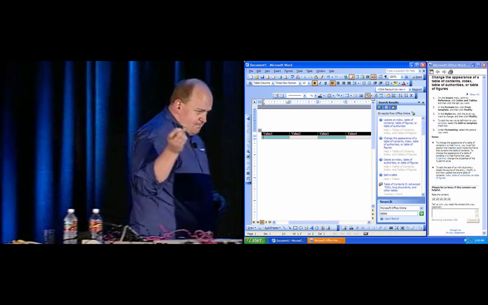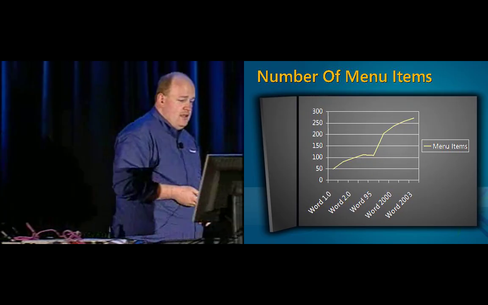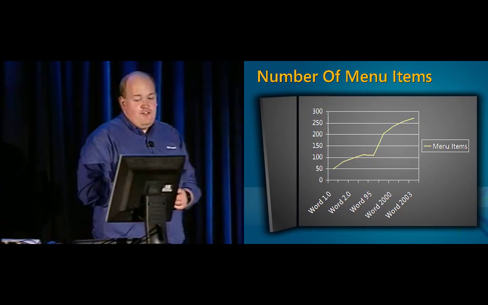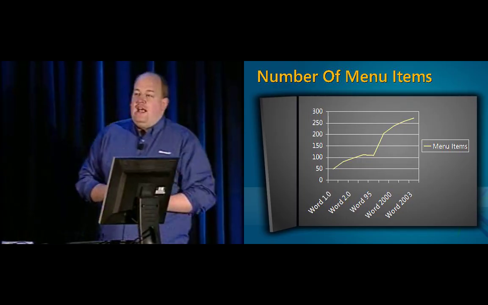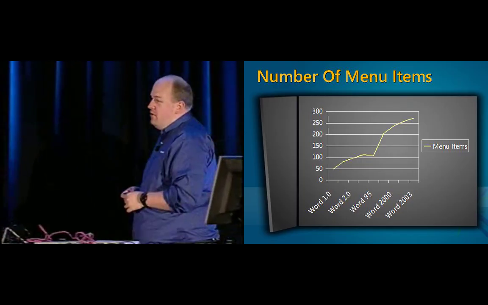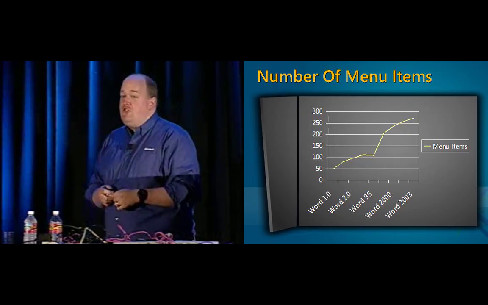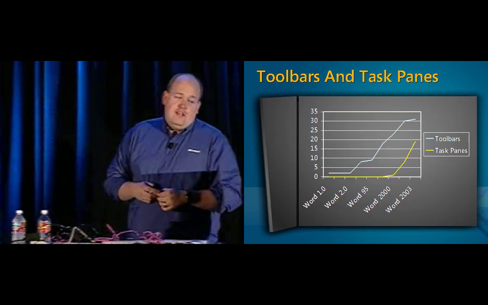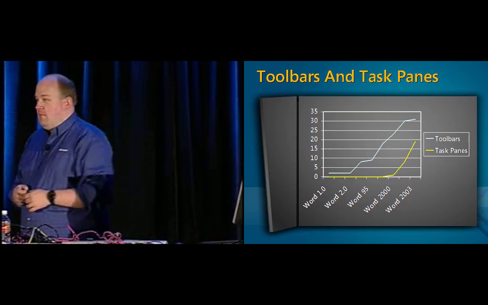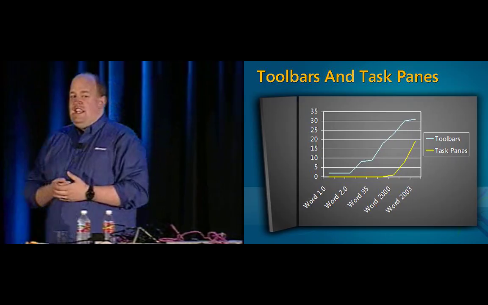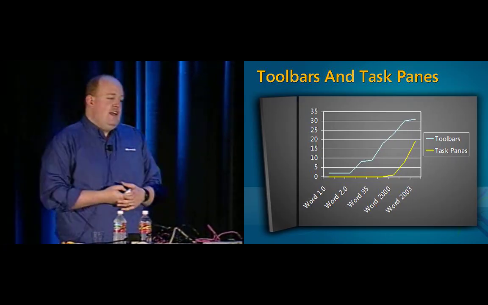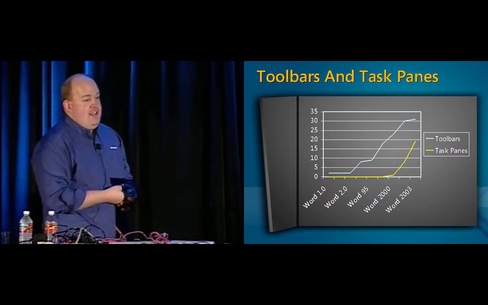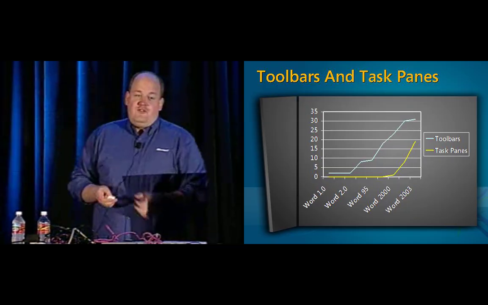So if I show you just this, you can see that this is just top-level menu items in Word, that the number of things you can do with Word has actually increased steadily. And the number of toolbars has increased about the same rate. Each one of those toolbars represents anywhere from 10 to 30 commands. So you can see as soon as we introduced task panes, well, that started up on its way too.